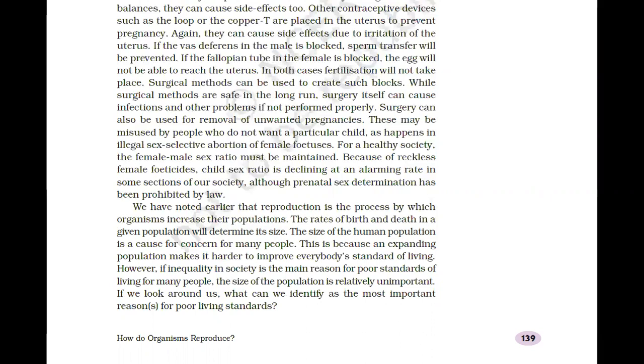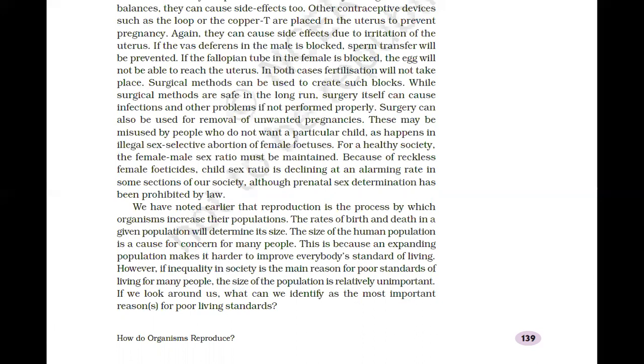These may be misused by the people who do not want a particular child, as happens in illegal sex-selective abortion of female fetuses. For a healthy society, the female-male sex ratio must be maintained. Because of reckless female feticides, child sex ratio is declining at an alarming rate in some sections of our society, although prenatal sex determination has been prohibited by law.